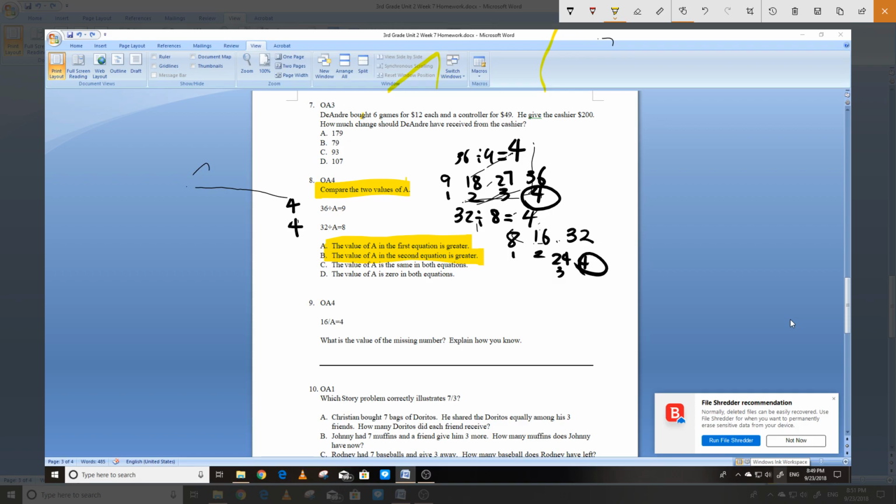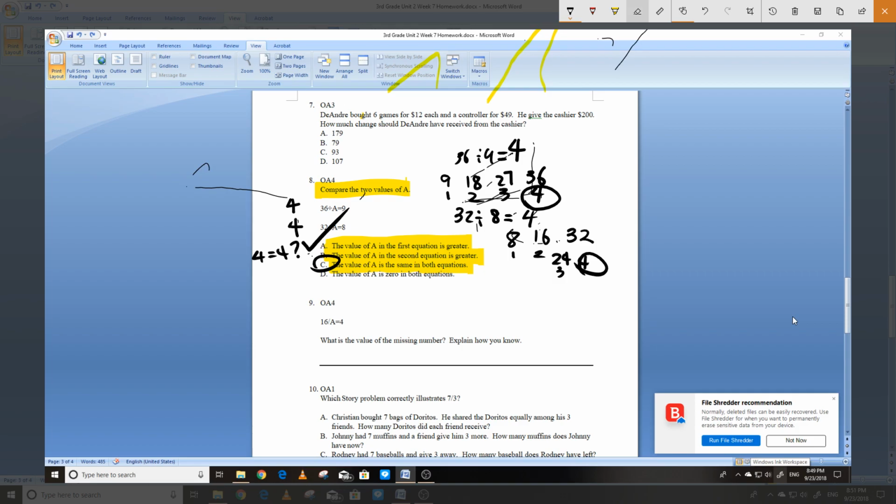How about C? The value of A is the same in both equations. Does that seem to be the case? 4 equals 4, is that right? Yes, it is correct. That is why C is the correct answer.